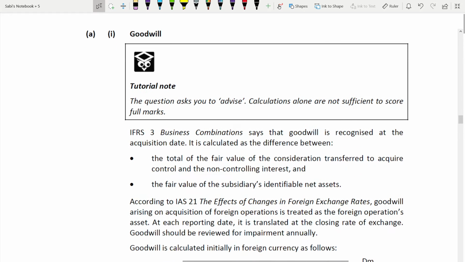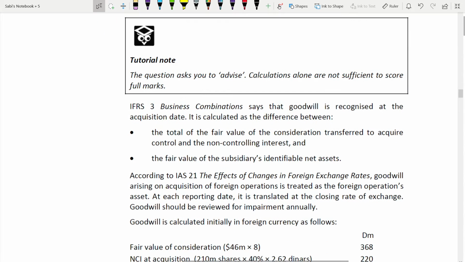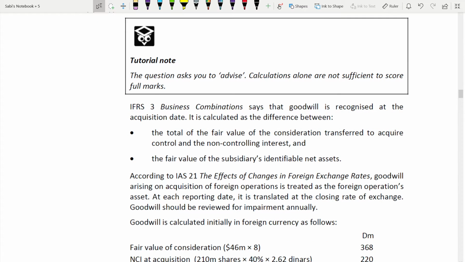So first is goodwill. The question asks you to advise, calculate how long is sufficient to score full marks. Whenever the word advise is there, remember calculation and explanation. Which standard do we use? Whenever it's goodwill, consolidation or acquisition of something, it is IFRS 3. Remember this standard very well. Definitely you will get it, because question 1 is group accounting. A group question means IFRS 3 will come there, so you have to know all the rules and regulations of IFRS 3.